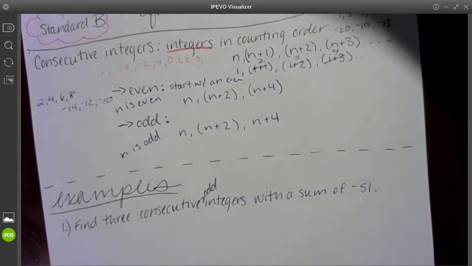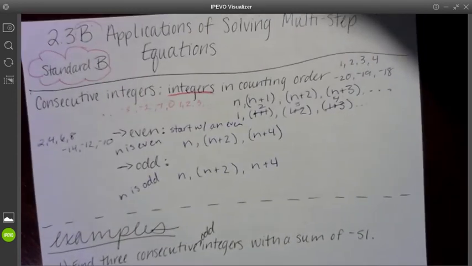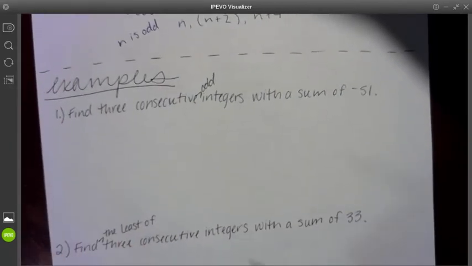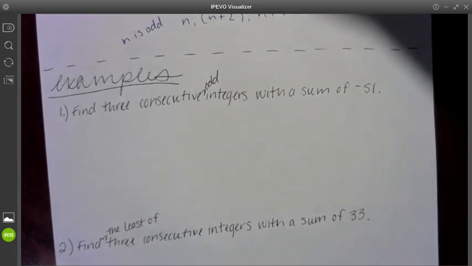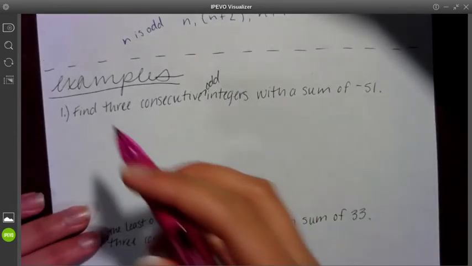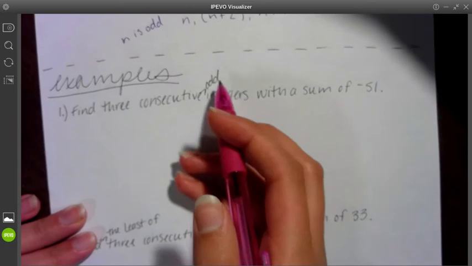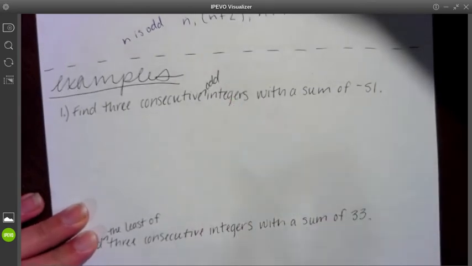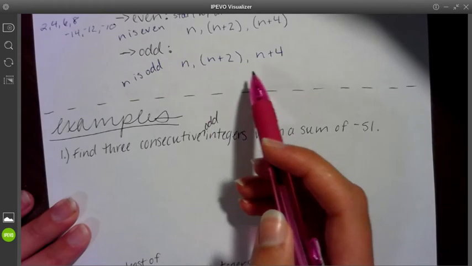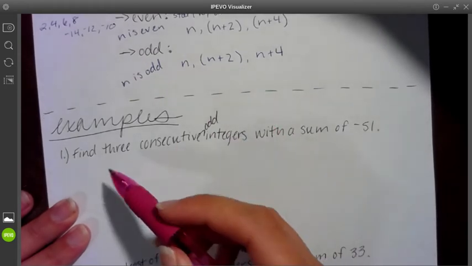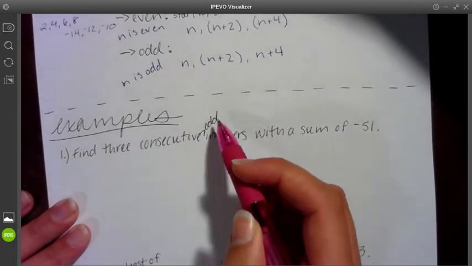So I just want to talk about that a little bit and then show you how this is applicable using multi-step equations. So some examples. Sorry, I added in some things here because I had missed it while I was writing. So first example, find 3 consecutive odd integers with the sum of -51. So with our odd integers, we need to find 3 consecutive odd integers.